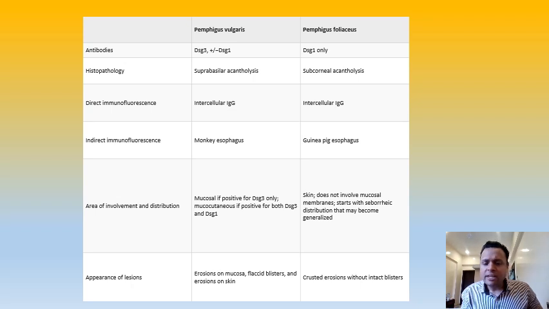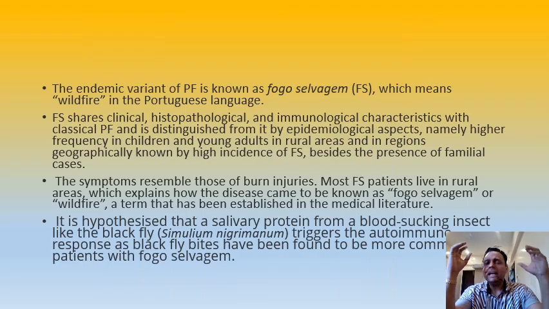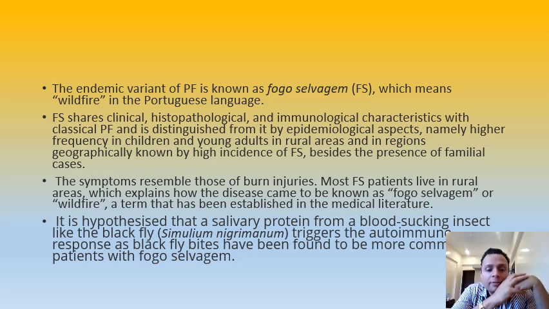In Pemphigus foliaceus, it is crusted erosion without intact blisters, because you will never get blisters in Pemphigus foliaceus. Never ever. Okay, because they are just like cornflakes, pasty, puffy scales are there, very dry. What is endemic? The endemic variant of Pemphigus foliaceus is called Fogo selvagem, which means wildfire in the Portuguese language.